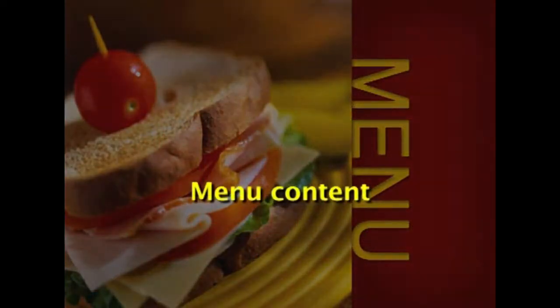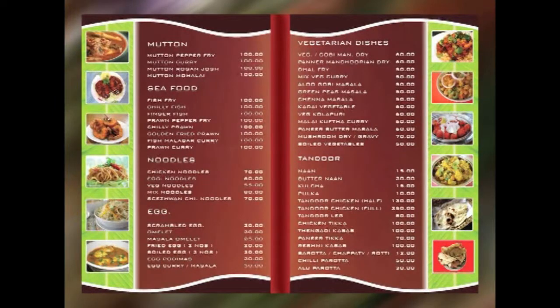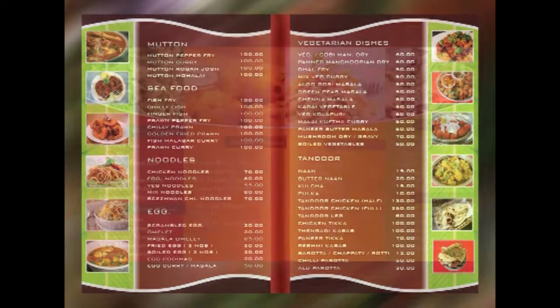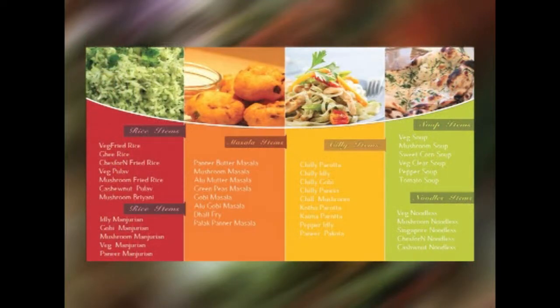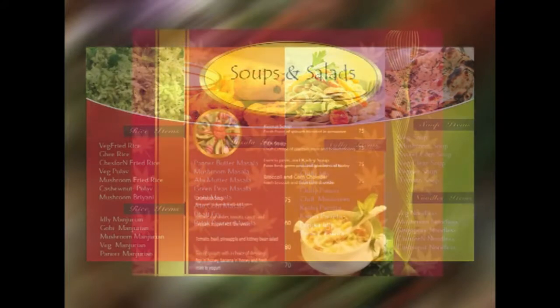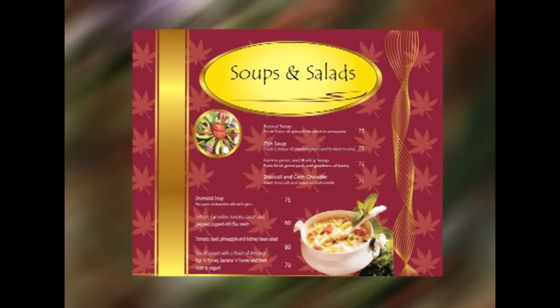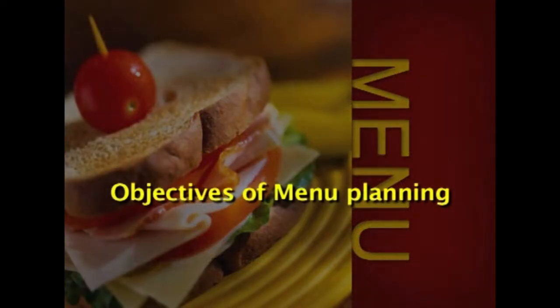And next thing is, what are the menu contents that should be there? The menu contents is, you will give all the list of items that are being served in your particular restaurant, as well as the language also should be simple, that is, language commonly understood by everyone. It should not have very fancy terms to describe the particular dish in the menu card.